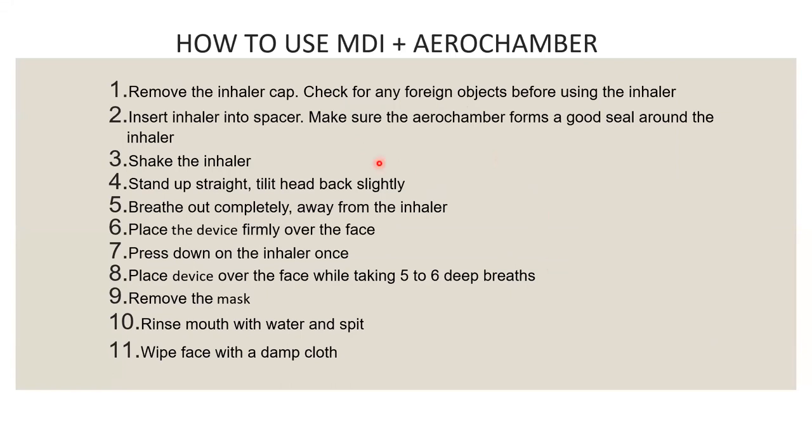First, we have to remove the inhaler cap and check for any foreign objects before using the inhaler. Next, we insert the inhaler into the spacer and make sure the aerochamber forms a good seal around the inhaler, and then shake the inhaler. We advise the child to stand up straight, tilt the head back slightly, and breathe out completely away from the inhaler, and then place the mask firmly over the face, press down the inhaler once, and take 5 to 6 deep breaths with the device over the face.